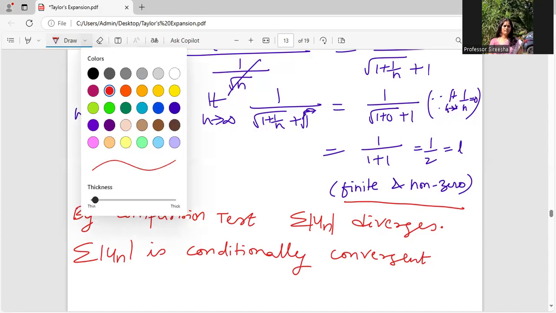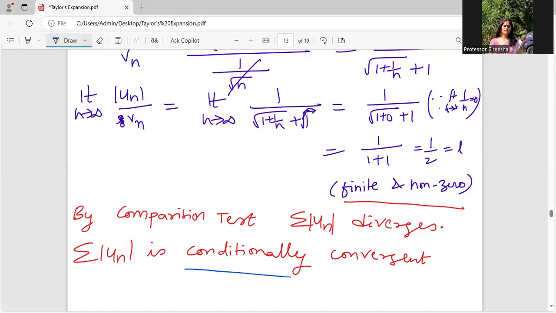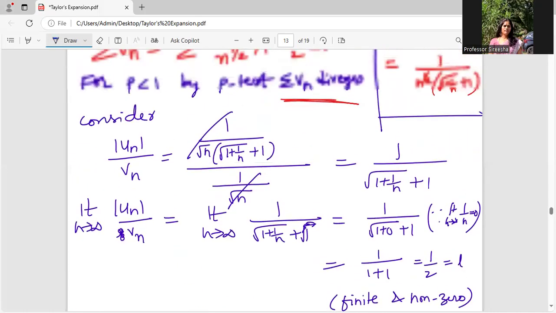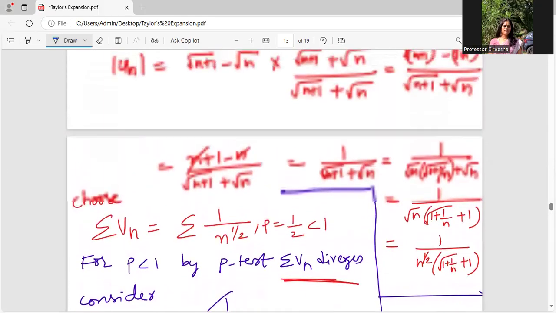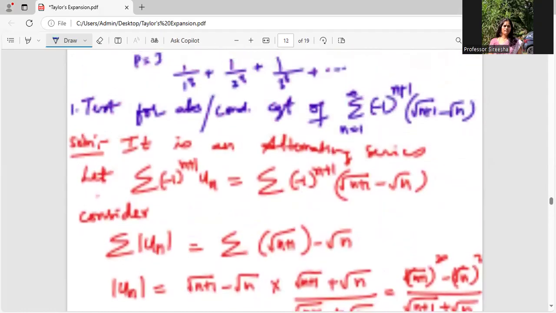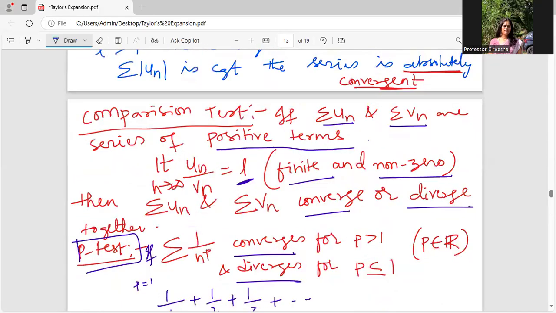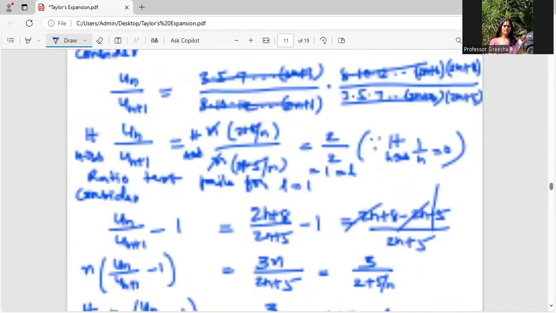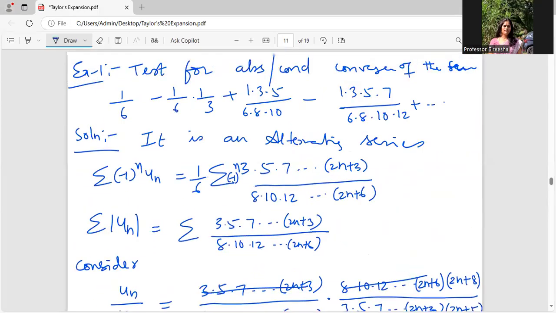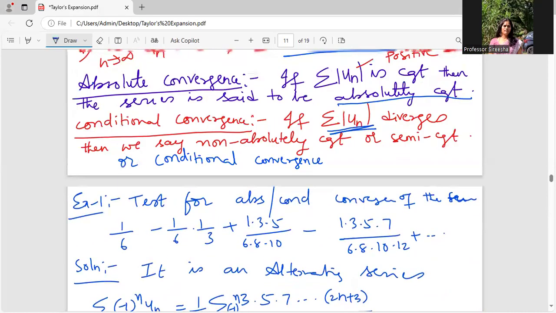I think I am clear, guys. I've got that summation mod un is diverging. It's not converging. I made a remark in the previous video, that if mod un diverges, we say it is non-absolutely convergent or semi-convergent or conditionally convergent, because of which I will conclude like this.